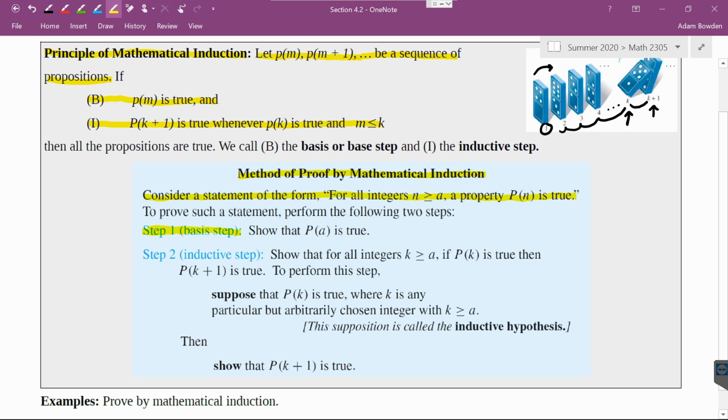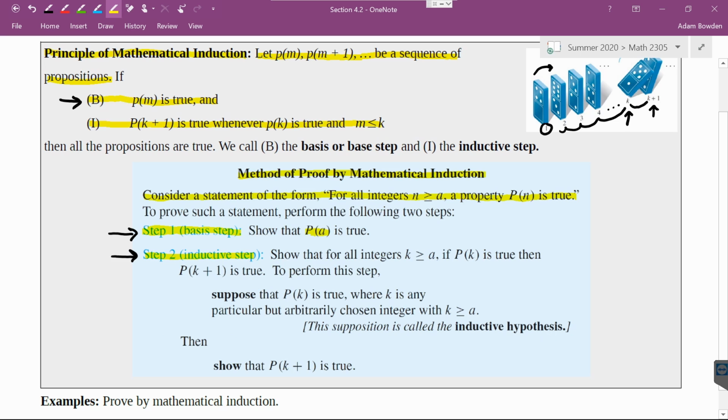It says the basis step is step 1. That's what they call B up here above. And we start off with a, or whatever the very first number is, and show that it is true for that number. So after we do the basis step, we proceed to step 2, which is called the inductive step.